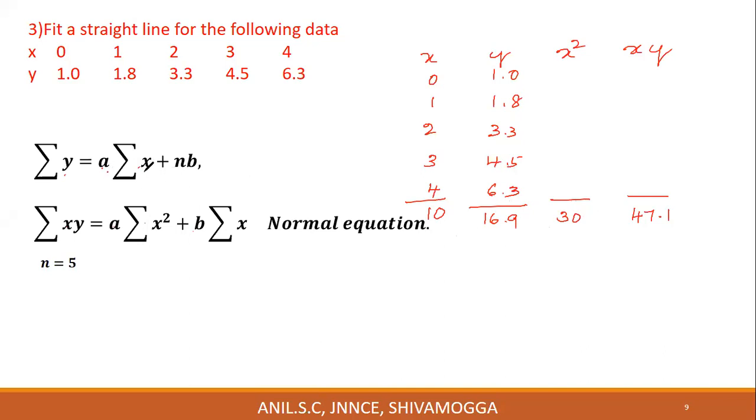Now let's substitute the normal equations. A into summation x, and summation x is 10. Therefore 10a plus n into b. n is 5. Therefore 5b is equal to summation y, 16.9. First normal equation. And second equation, a into summation x square, that is 30a, because summation x square is 30, plus b into summation x, that is 10b, is equal to summation xy, 47.1.